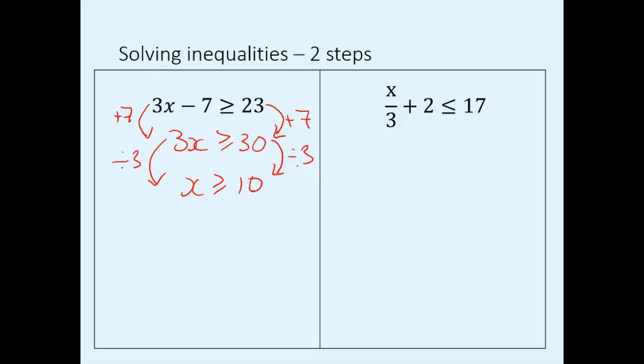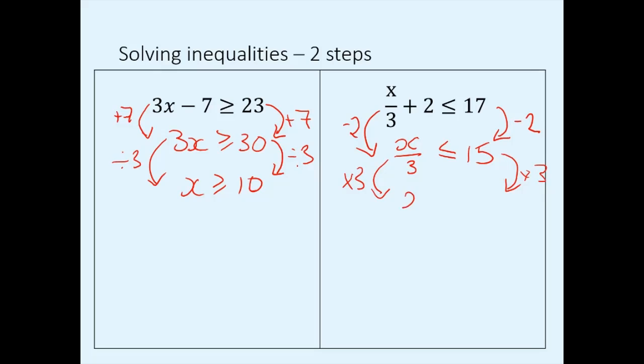On this second one, I'm going to start by getting rid of the plus 2. To get rid of plus 2, I'm going to take 2 away from both sides, which will leave me with x over 3 is less than or equal to 15. Now, some people will see 15 and 3 and immediately want to divide. Please don't. You have x over 3, which means divided by 3, a third of x. So to get rid of x over 3, we are going to times by 3 on both sides, which will give me x is less than or equal to 45.